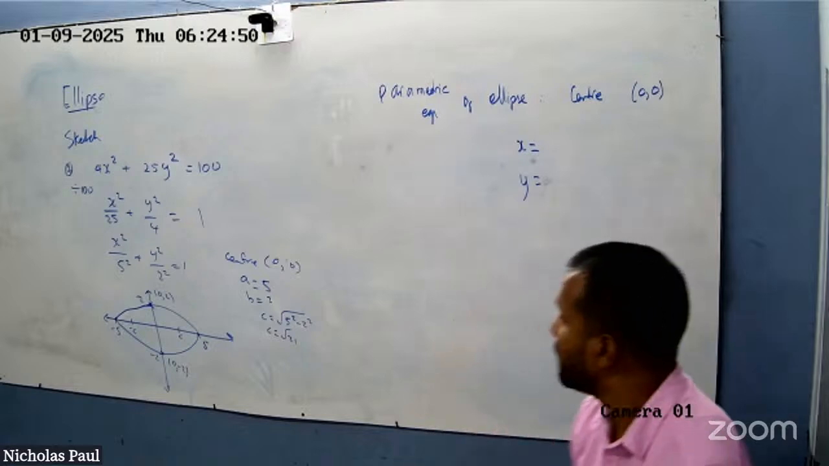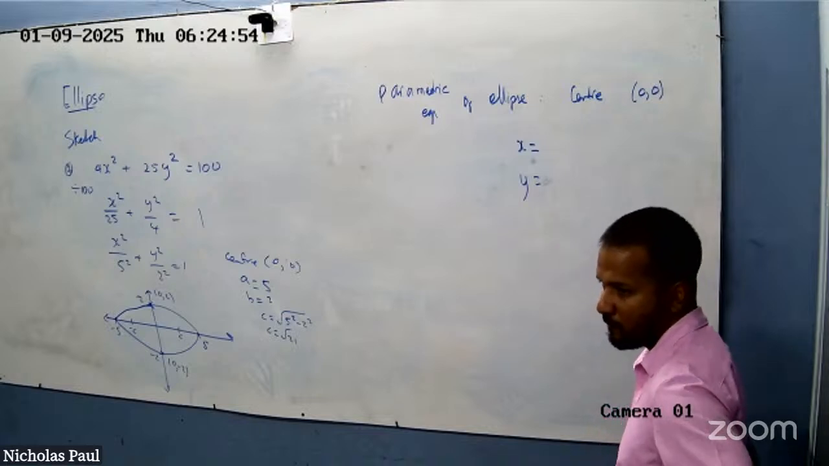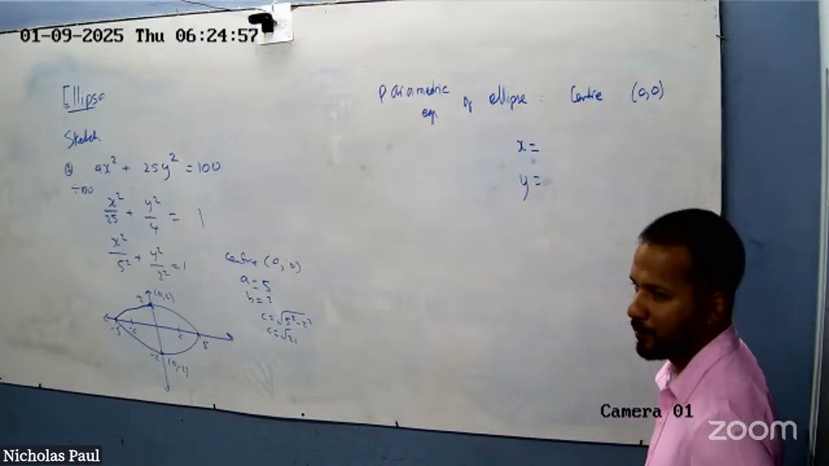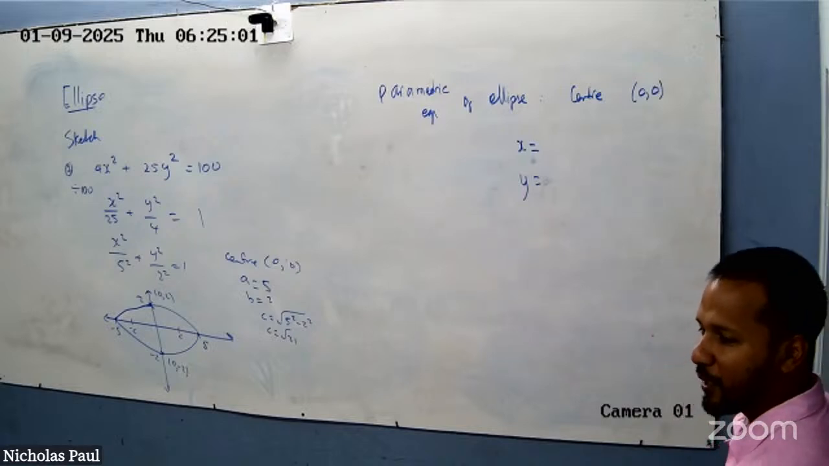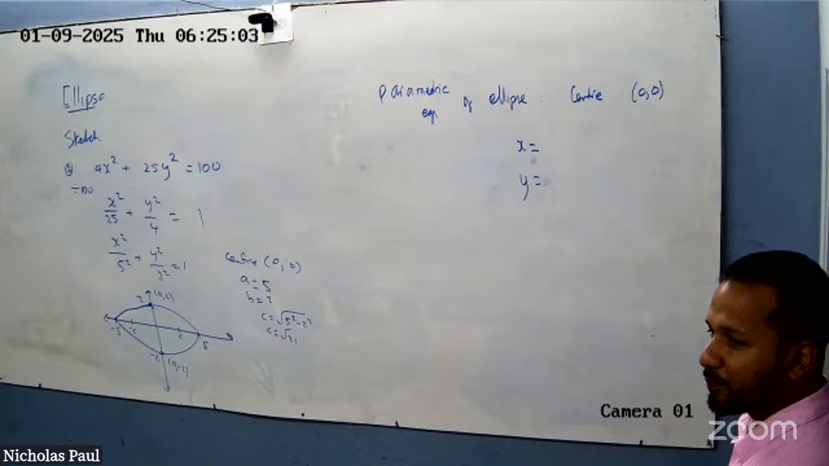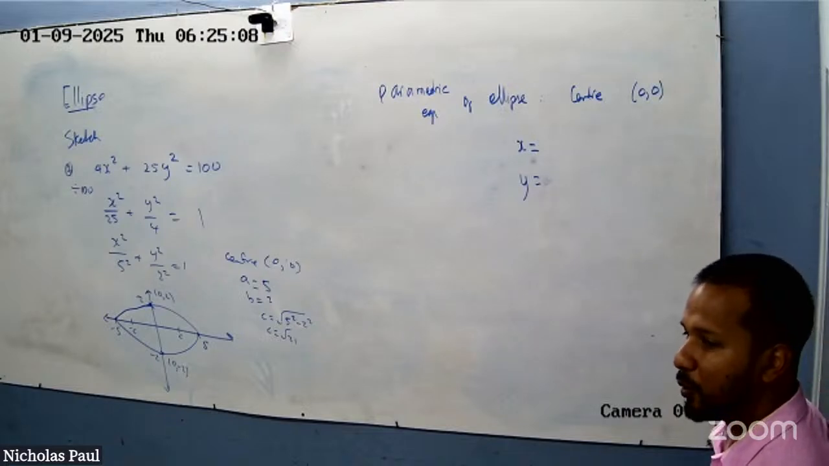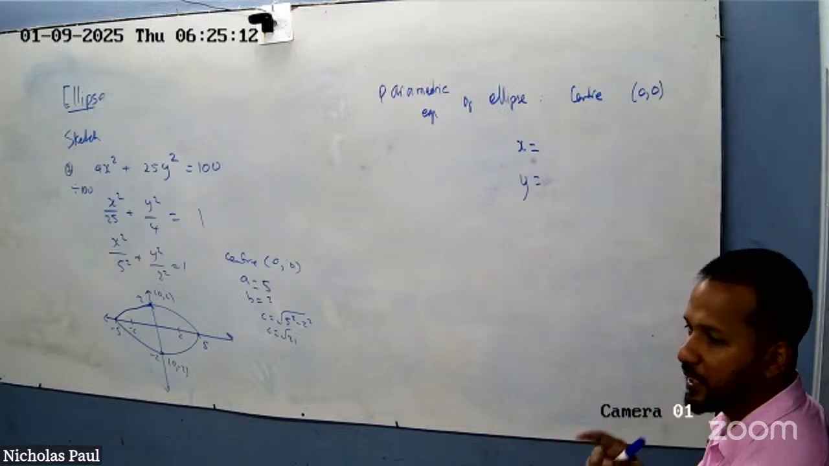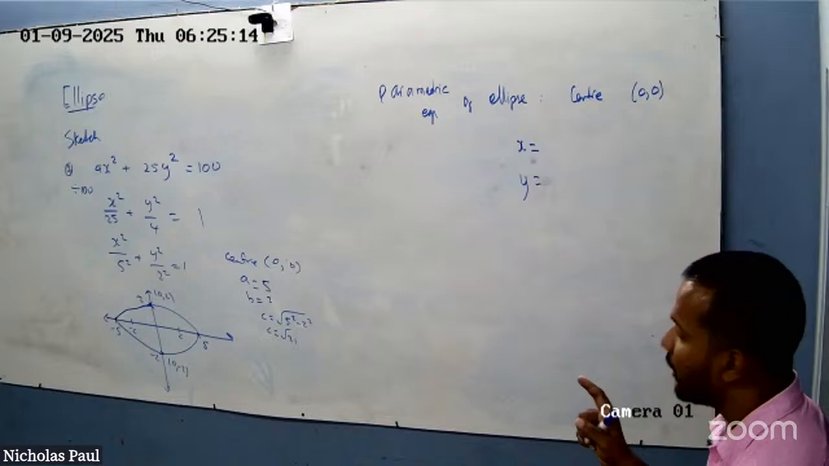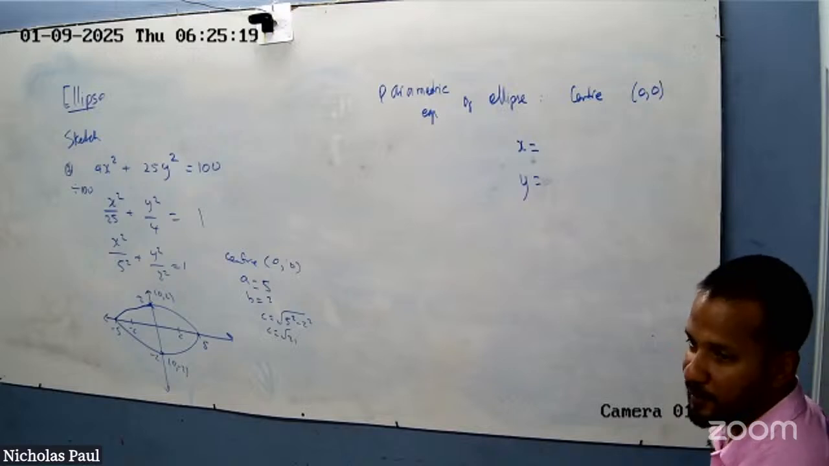What do you think? Parametric for a circle we did actually. That's the first thing we did. So for a circle with center 0, 0, x is equal to R cos theta, y is equal to R sin theta, right. What do you think it would be for an ellipse? R tan theta. I tried.